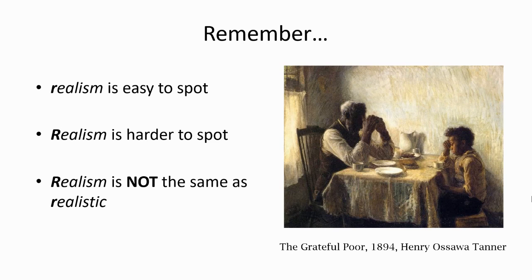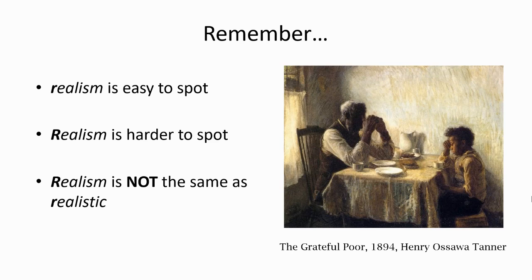Does it look like it belongs in the real world? Realism with a capital R is harder to spot because realism with a capital R is an art movement that is very specific to the 19th century. And so what we're going to see is a painting, say a neoclassical painting, can be realistic, but it is not part of the realism movement. So realism is not the same as realistic. So always watch out. Most art movements are capitalized.